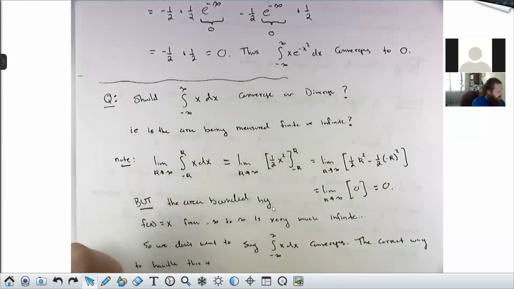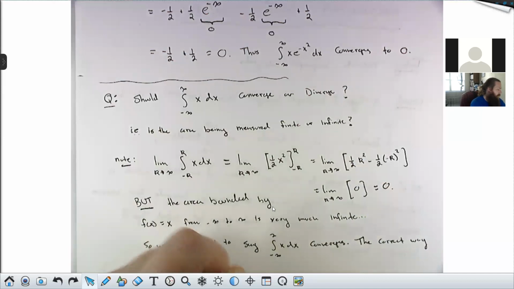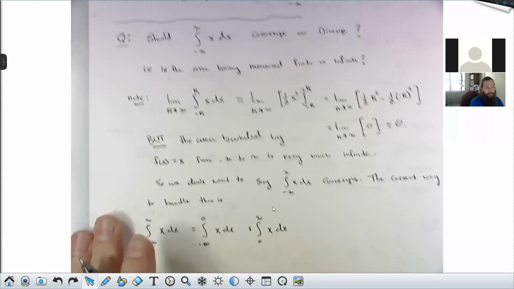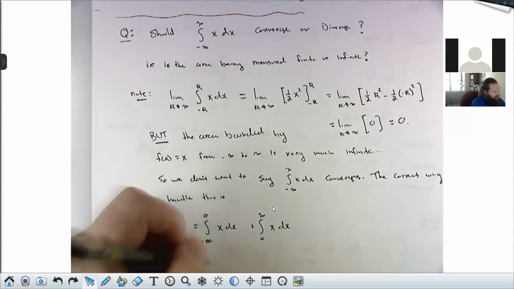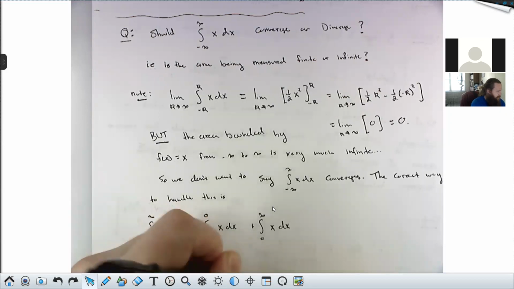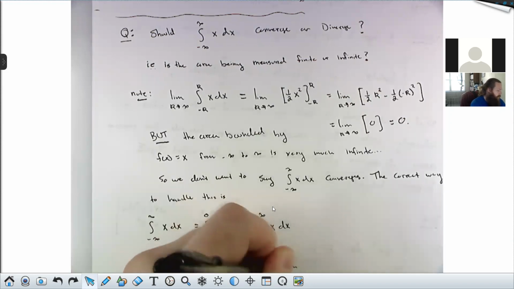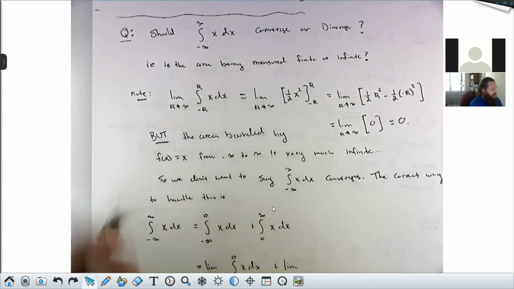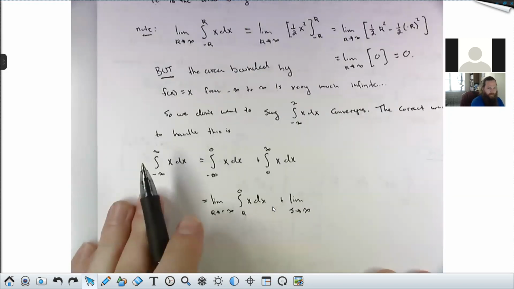is to say the integral from negative infinity to infinity of x dx, just like we did on the last one, you split it up. So I'd say integral negative infinity to 0 x dx plus integral 0 to infinity x dx. And then treat each of these on their own with their own limit. Then limit r to negative infinity, integral r to 0 of x dx. And this is sort of why we use separate letters for each of these limits, right? R for the first one and S for the second one.